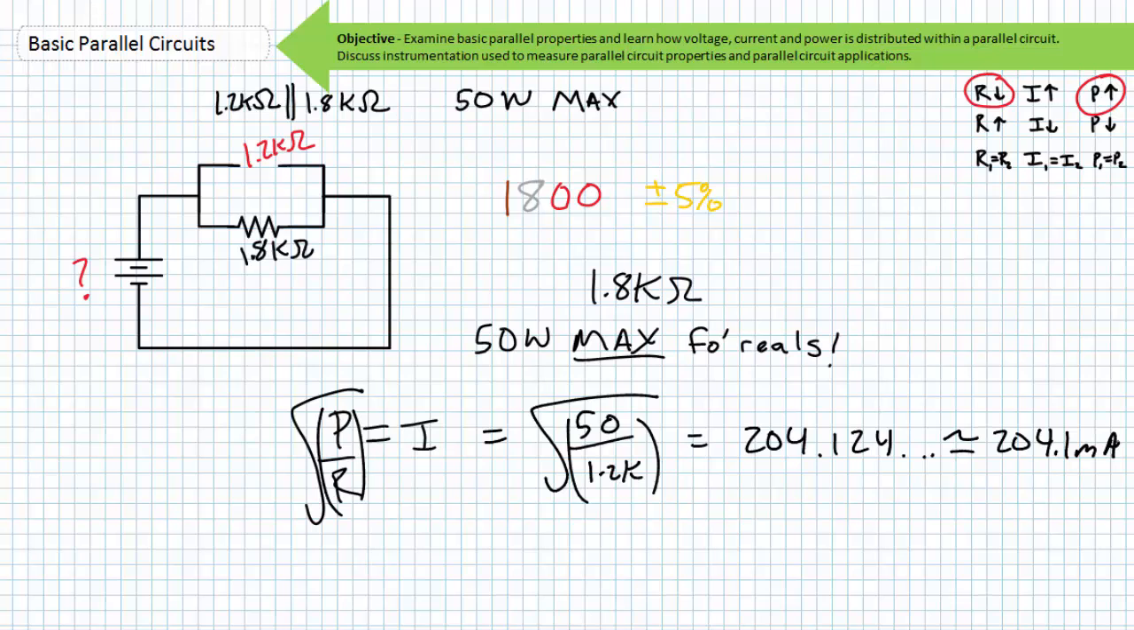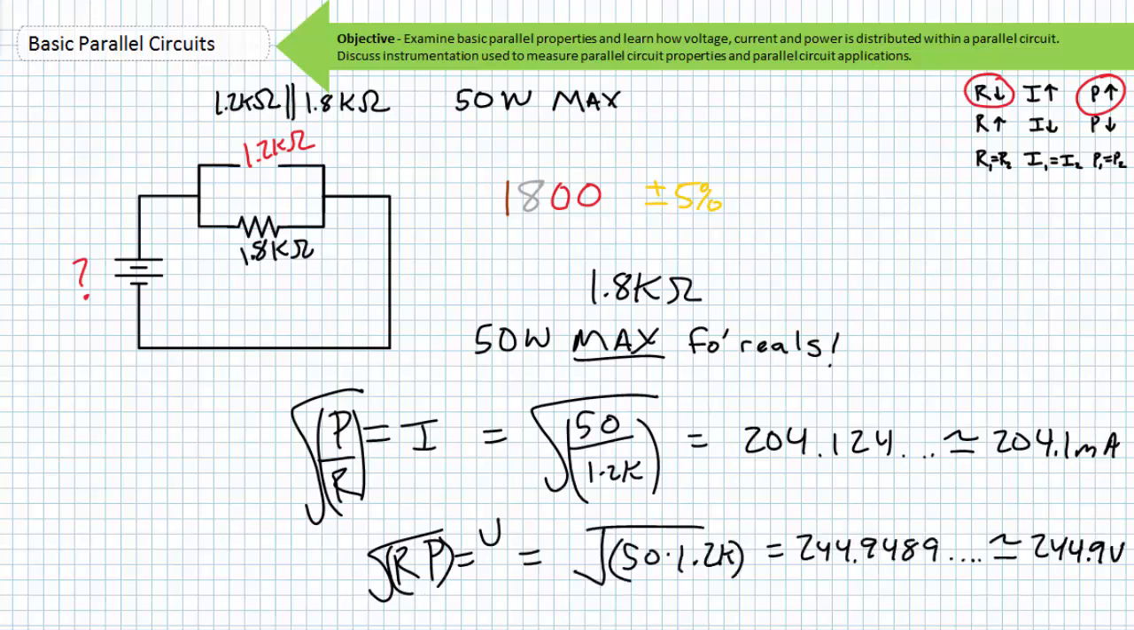Solving for voltage across this resistor can be done using another permutation of the power equation, where power equals voltage squared divided by resistance. Multiplying by resistance both sides, and taking the square root of both sides, we are left with voltage equals the square root of resistance times power. Again, notice the parentheses. The square root of 50 watts times 1.2 kiloohms yields approximately 244.9 volts. Or we could use Ohm's law, where the voltage drop across it is equal to the current through it times its resistance, 204.1 milliamperes times 1.2 kiloohms, again yields a voltage drop of approximately 244.9 volts.